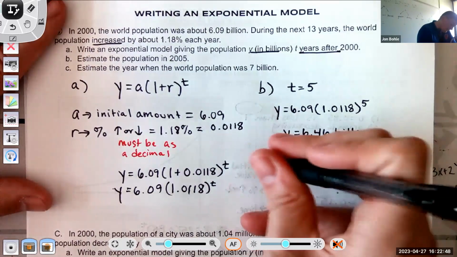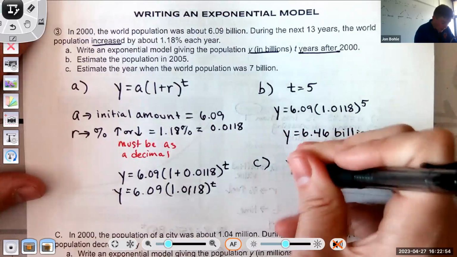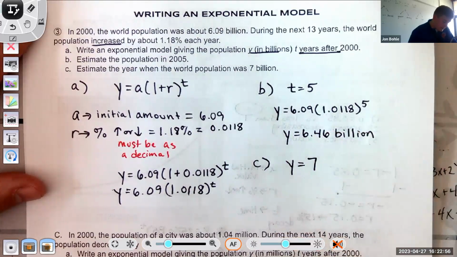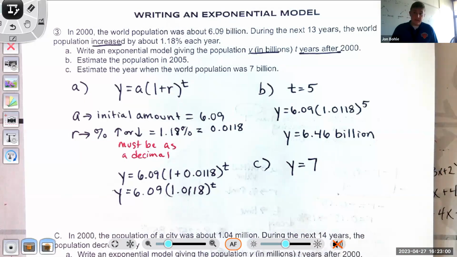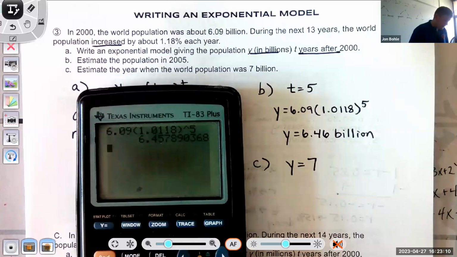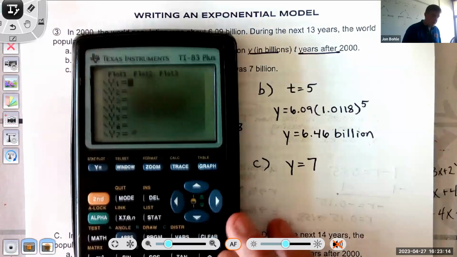Okay, part C. Estimate the year when the population was 7 billion. So we know in this situation, Y is going to be equal to 7. So what I'm going to do is type this into the graphing portion of the calculator, and scroll through the table like I did on the previous problem until I get an approximated Y value of 7. So I'm going to take my calculator. I'm going to clear out the graphing part of it. So I hit Y equals and cleared it out.